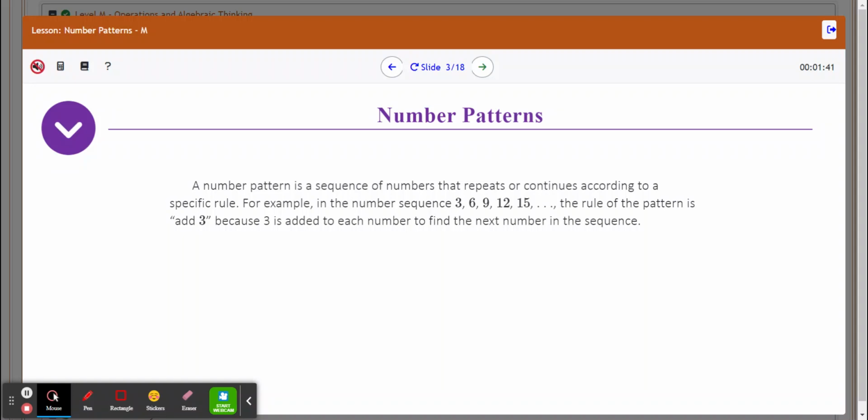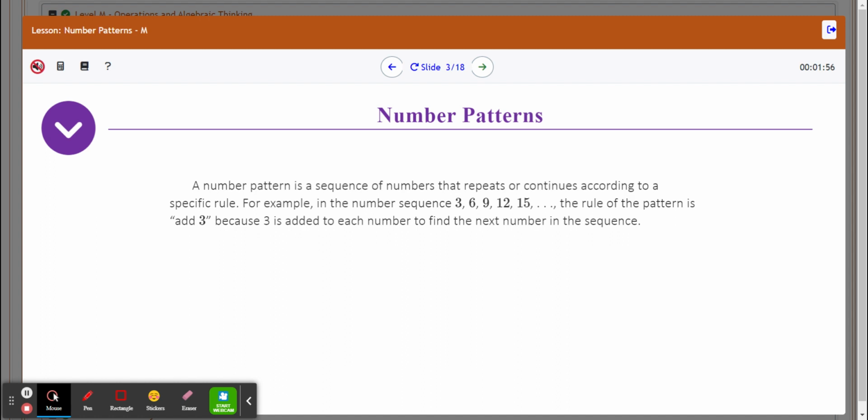Lesson number 35, number patterns. Right? So a number pattern, very simply, is just a sequence of numbers where you do the same rule to every single number to get to the next result.